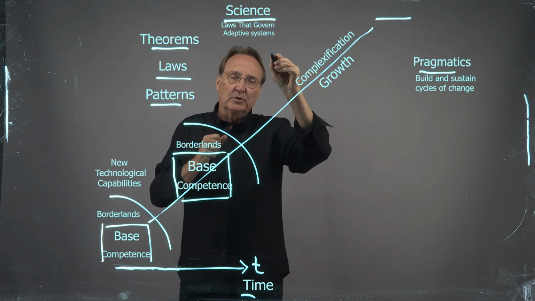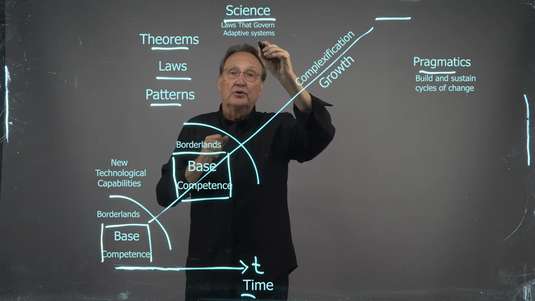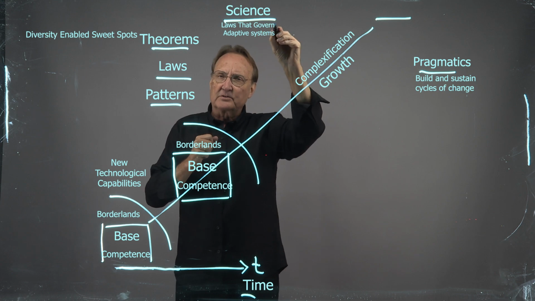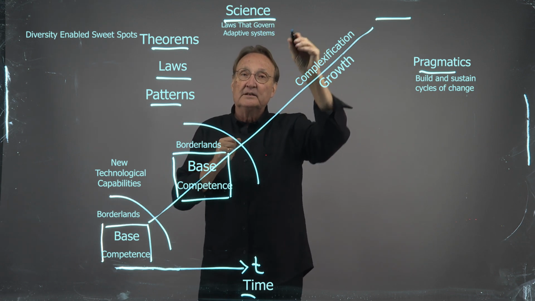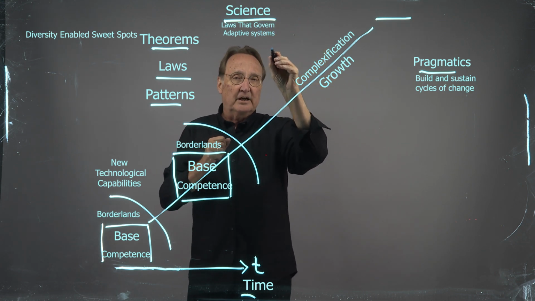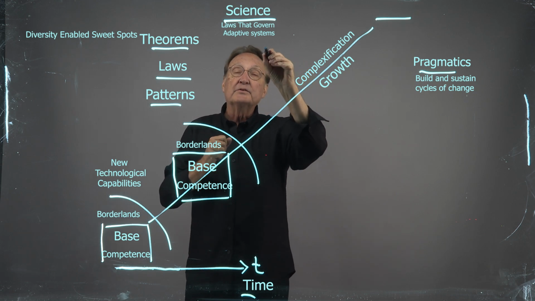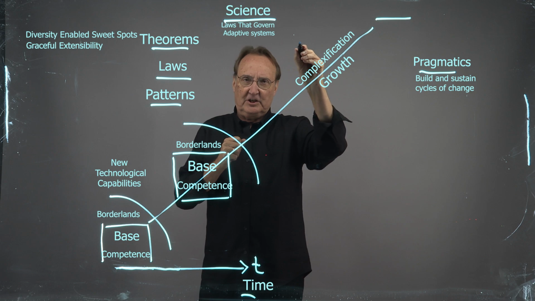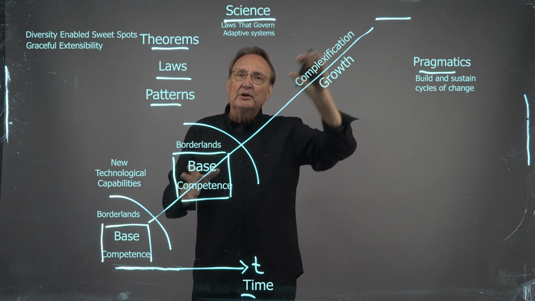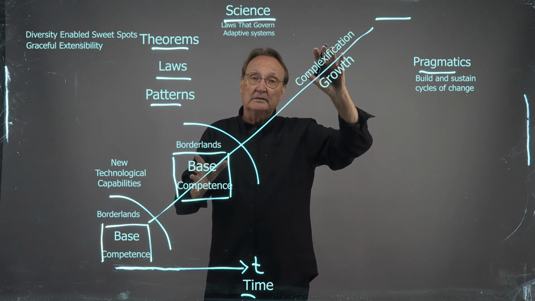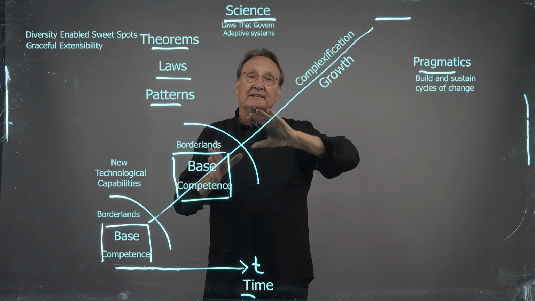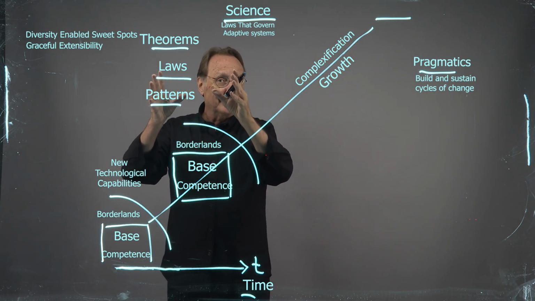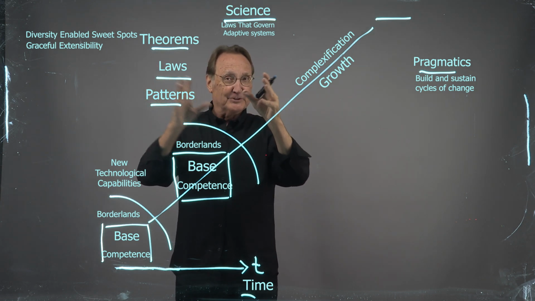One comes from John Doyle and his colleagues, called diversity-enabled sweet spots. And we'll look at that, or some of the factors in that, a little bit. Mostly we're going to focus on the other comprehensive theory, the theory of graceful extensibility. We're going to focus on that one mostly because it extends into human systems more directly. And so it can stimulate our understanding of what do we know so far and how we might need to revise that as we learn more.